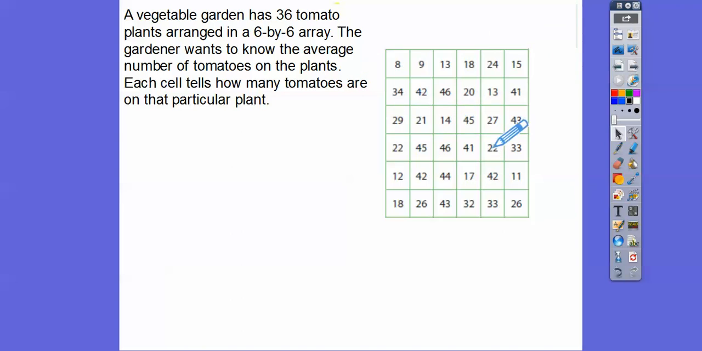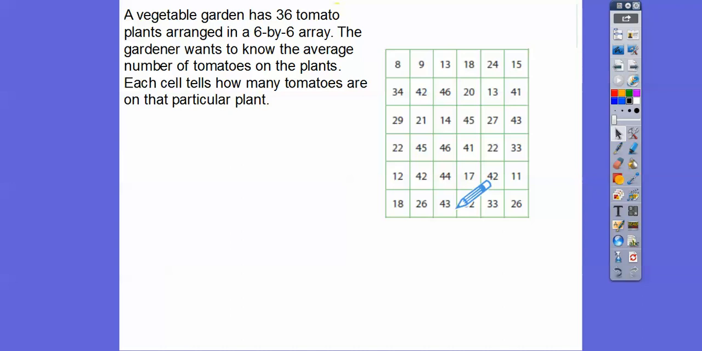So it's a 6 by 6 array of tomato plants, and these numbers represent how many tomatoes are on the plant. The gardener wants to know the average number of tomatoes on all of the plants. She is not going to go out there and count all the tomatoes on each plant. So what she's going to do is pick some plants and then count the tomatoes on those plants.